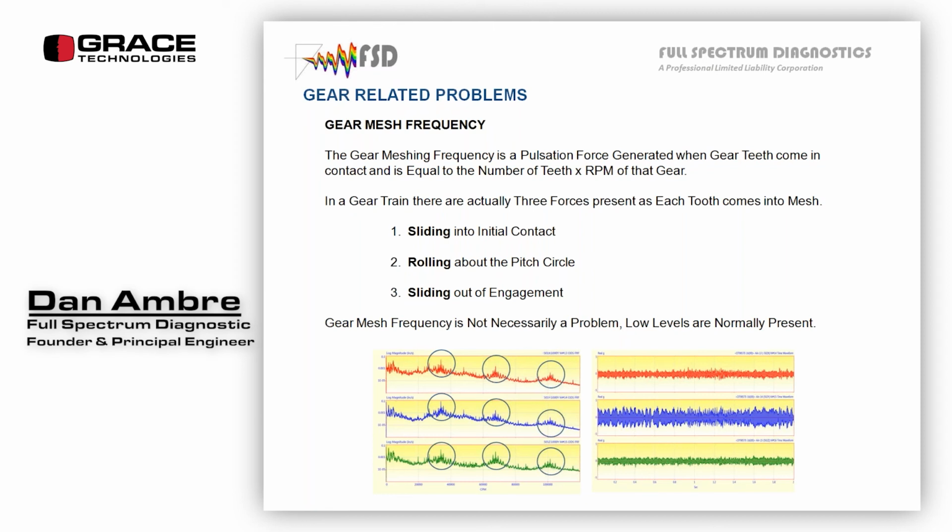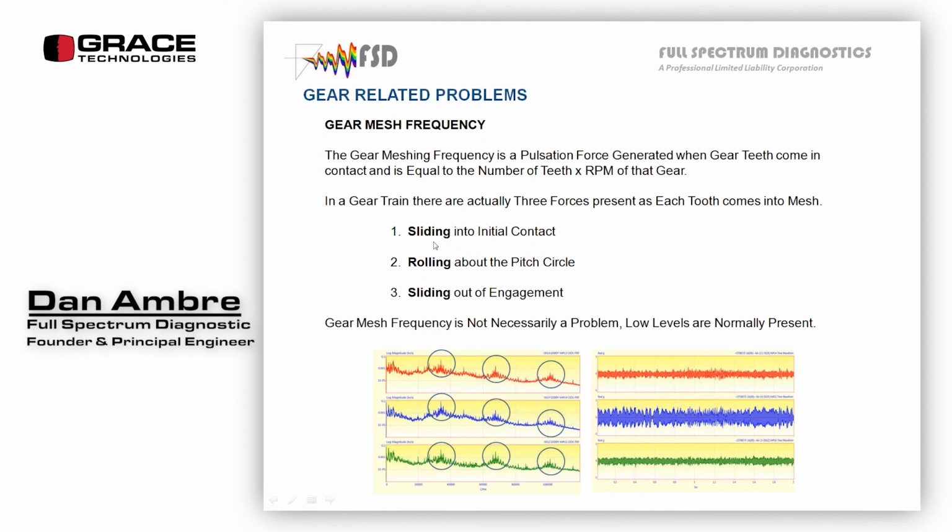Now, the other thing is I have down at the bottom 3 different spectrums, X, Y, and Z, axial, horizontal, vertical, and 3 time waveforms. And what I'm showing in the spectrum is the 3 gear mesh harmonics: 1 times gear mesh, 2 times gear mesh, 3 times gear mesh. Why do I do that? I have 3 faults that are occurring.